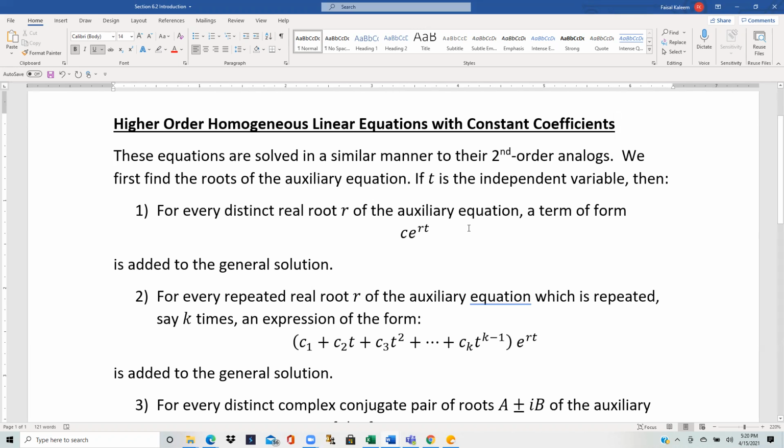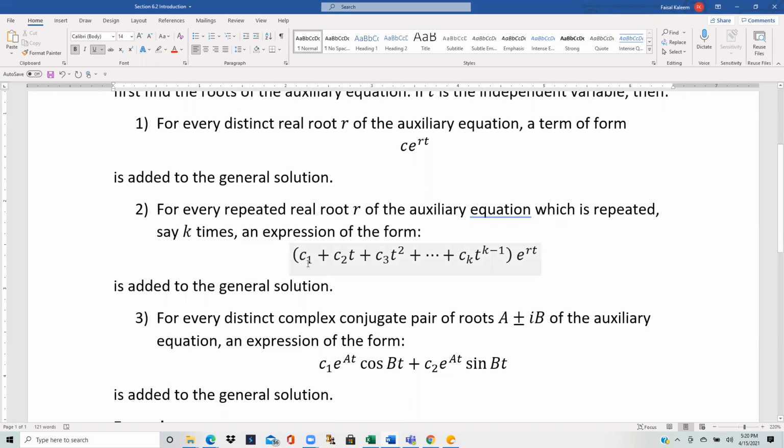So what we do is we again write the auxiliary equation, solve it, and then for every distinct root r of the auxiliary equation, we add a term of the form C e^(rt) to the general solution. For every repeated root r of the auxiliary equation, which is repeated, say, k times, we add an expression of the form. So remember previously, we were just dealing with second order equations, so a root could be repeated only 2 times. So we had (C1 + C2 t) e^(rt).